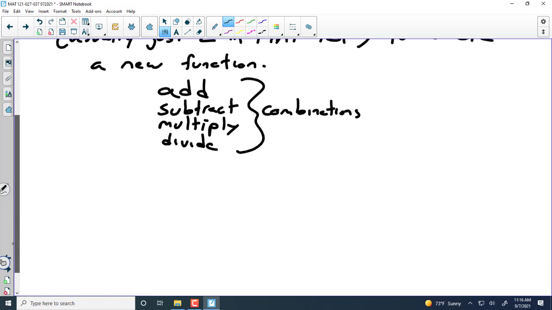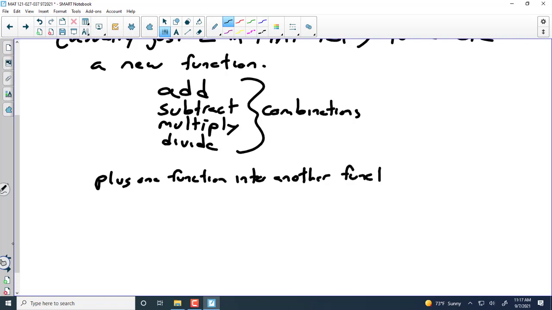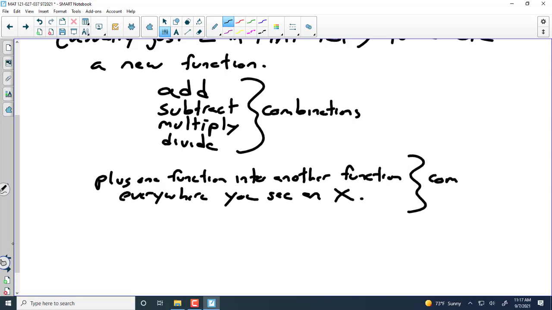The other thing we might do is plug one function into another function everywhere you see an x. And this is called a composition. Now, what the pre-work should have helped you practice was doing this with numbers. So I'm just going to briefly recap that.